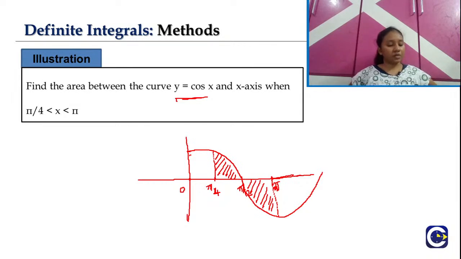Okay, Siddharth has given some answer. As we know, this is above the x-axis and this is below the axis, so you can find it as 2 separate parts. First you can find the part 1 area and then you can find the part 2 area.